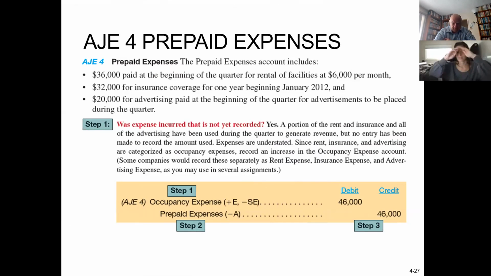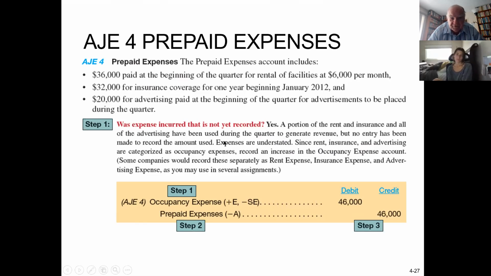Prepaid expenses. Okay, we just did a prepaid expense there, but let's do another one. At the beginning of the period, they paid $36,000 for rent. That's $6,000 a month. They paid that in advance. Here's your $32,000 insurance policy for a year, and they prepaid some advertising. So all of these three items are now sitting in a prepaid account, an asset account. Here, it looks like the 36,000 was put into an account called occupancy. Insurance would go into insurance expense, advertising to its own account.